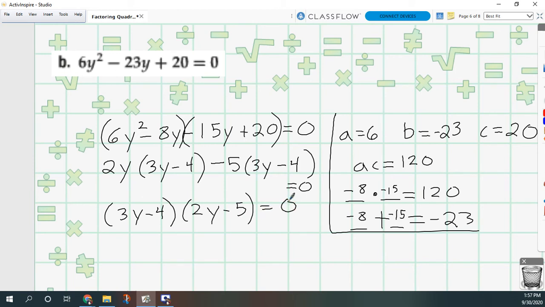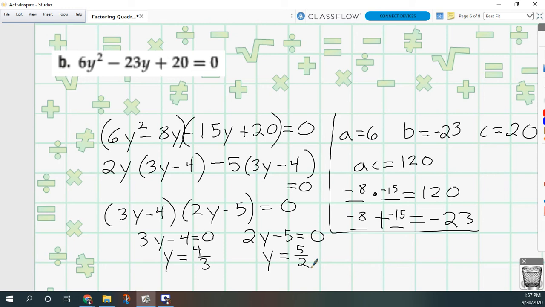So notice in this case, my negative 8 and negative 15 are not my two factors here. So that's why it's really important that we don't just write down those two numbers when our leading coefficient is not 1. So then I'm going to set my two values equal to 0, and I'm going to get 4/3 and 5/2. We got fractions, but that's okay. Our answers don't always have to be whole numbers. Sometimes they're going to be fractions.